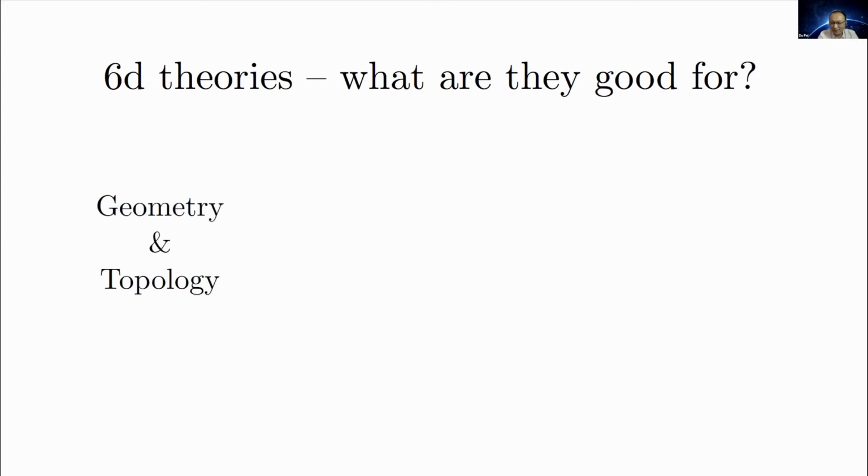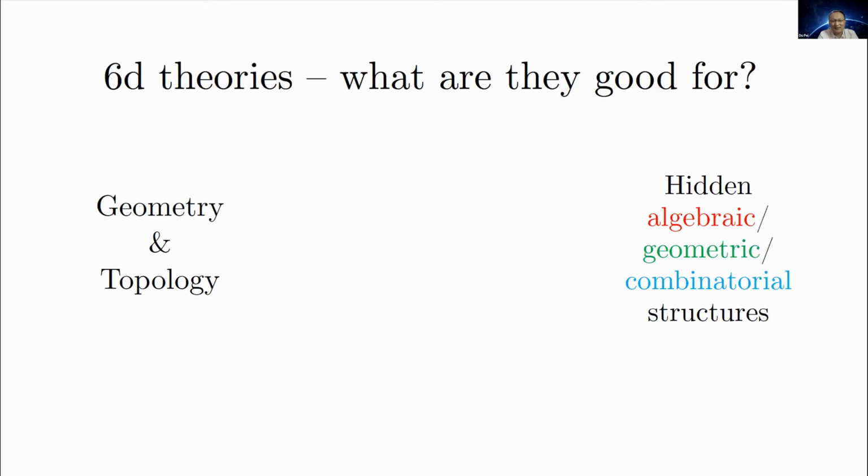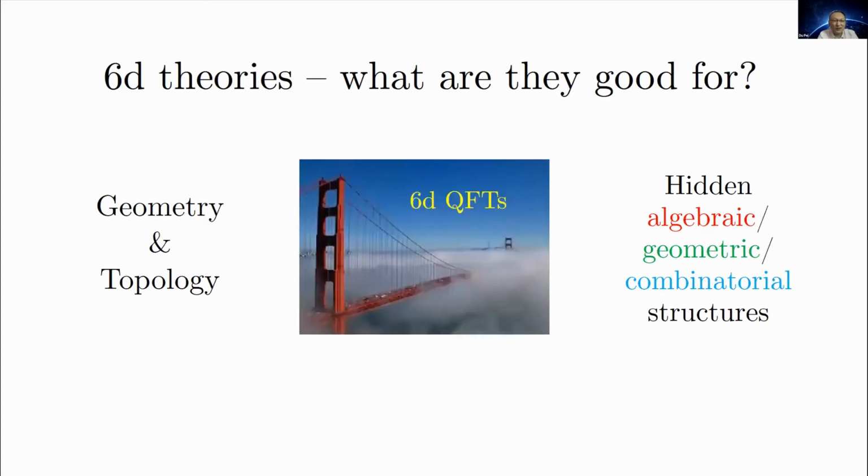For example, taking some geometry and topological input, they sometimes can provide for you some hidden algebraic structures, hidden combinatorial structures, or some new geometric objects that look very different from the geometry and topological data that you started with. In this way, it can serve as a bridge connecting different branches of mathematics. The way that it actually does this is through a process known as compactification.